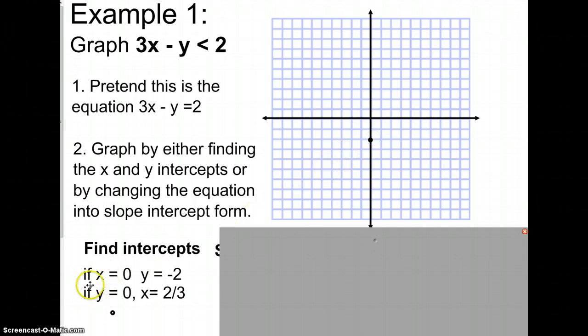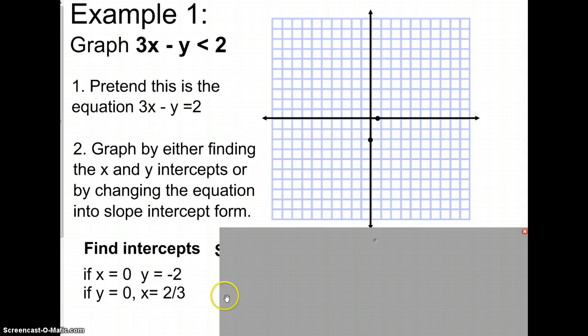Next I find my other intercept, my x-intercept, by replacing y with 0. Well, 3 times what number minus 0 is 2? Well, in order to multiply 3 and get 2, you have to multiply by the reciprocal, which is 2/3. So in this case, x is going to be 2/3, not the easiest to graph. So if y is 0 and x is 2/3, it's going to be about right there. In which case I could graph this line.